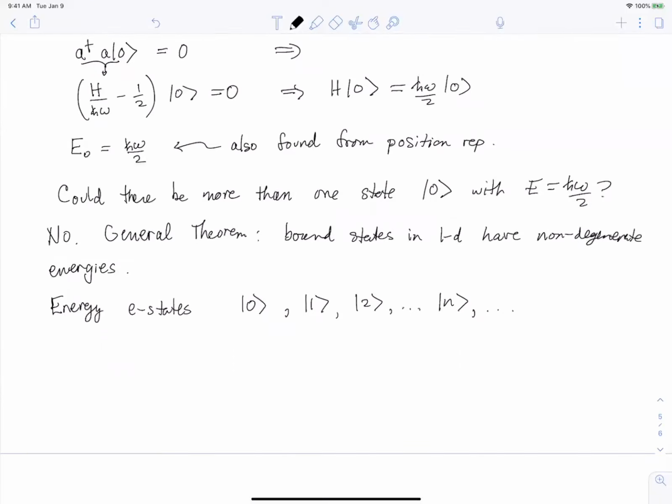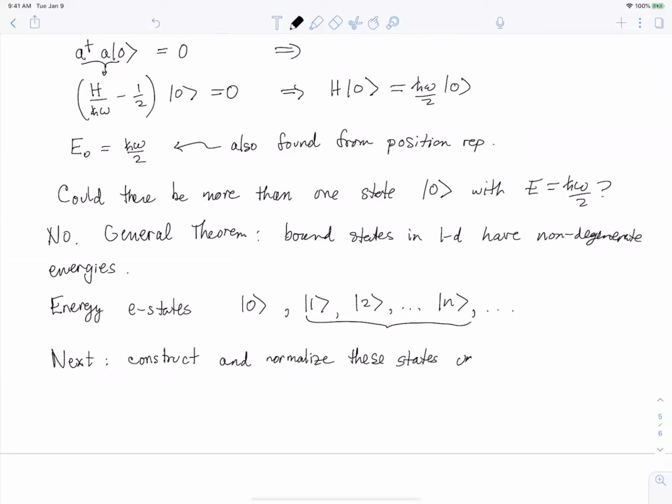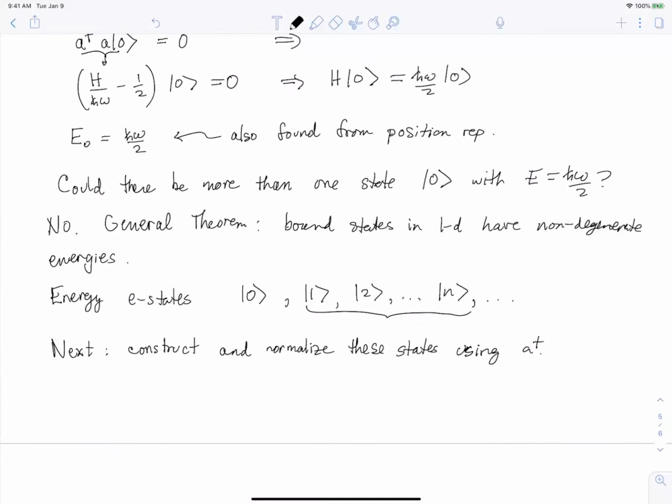Okay, so we're out of time for today, but next time what we'll do is we'll figure out how to construct these states from the creation operator and get their normalization correct. So construct and normalize these states using a dagger. And then we'll do a couple of examples showing how much easier it is to use this rather than the position representation.